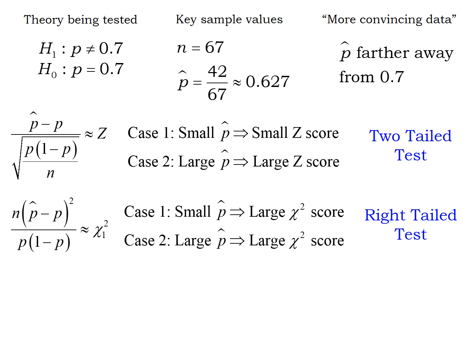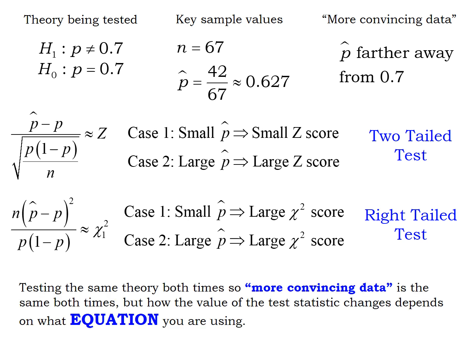So I want you to pause and think about that for a minute. Our theory, p does not equal 0.7, didn't change. Our evidence, p-hat is 42 out of 67, did not change. What changed? Our equation. So right, left, and two tails. It's about both what will convince us the alternative hypothesis is true, and secondly, what happens to your test statistic? How does the equation react if you were to get that more convincing data?